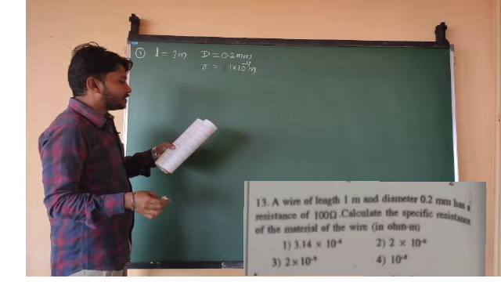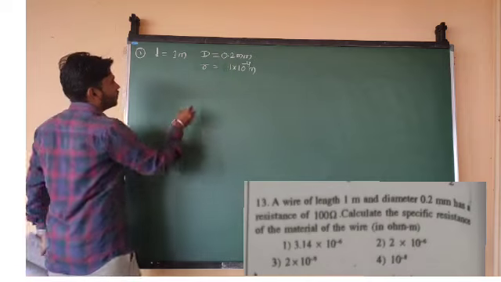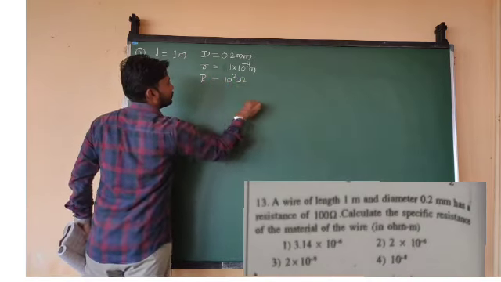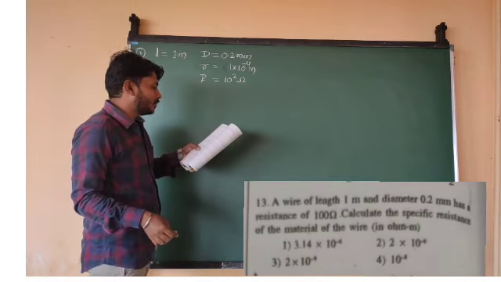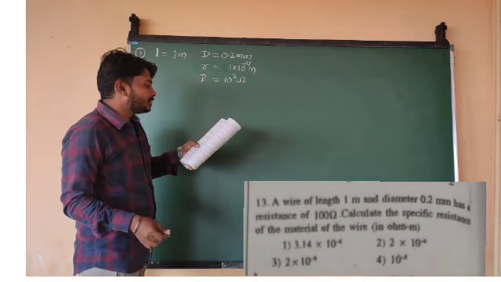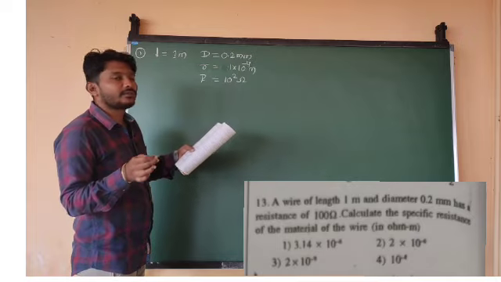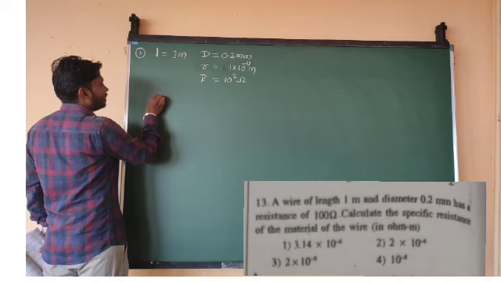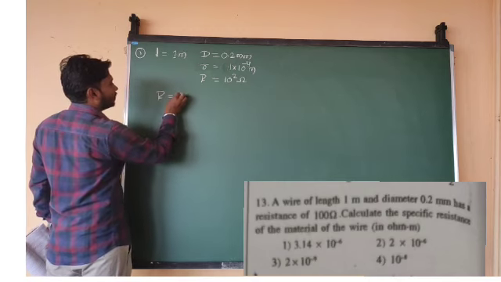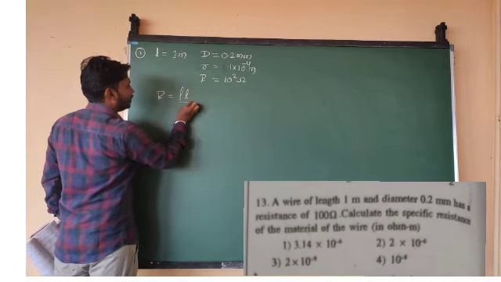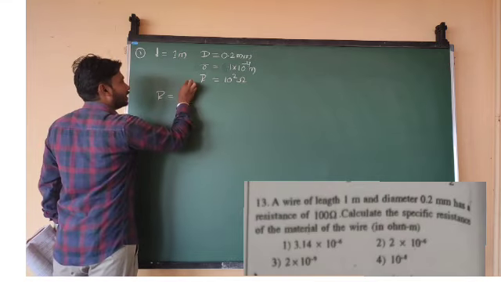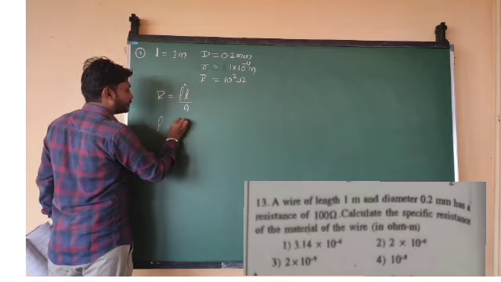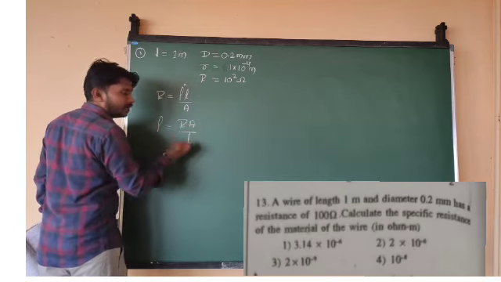And the resistance of the wire is 100 ohm, which is 10 to the power of 2 ohm. Calculate the specific resistance of the material of the wire. Specific resistance is resistivity. We have the formula R is equal to rho L by A. I need to find rho, so I write rho equals R A by L.